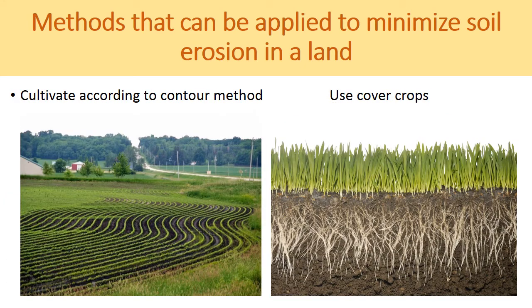So children, the other method of soil conservation is that you can cultivate according to the contour method. As I told you, the contour method is by growing the plants in the form of rows. It will help to slow down the movement of water and the soil being washed away through the slope.